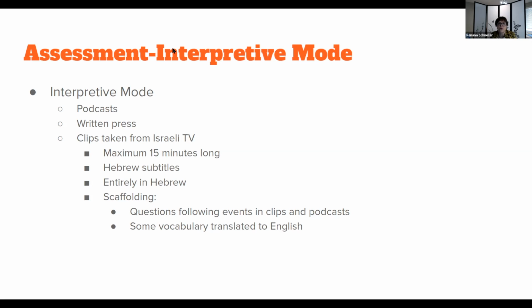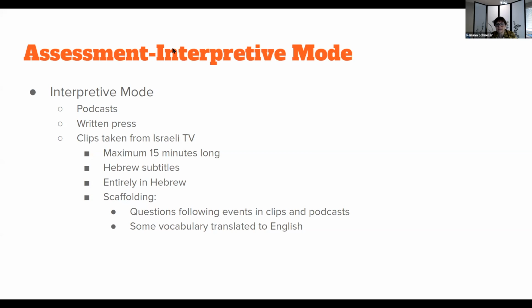We had to limit ourselves to clips from TV that are maximum 15 minutes long, and they have Hebrew subtitles so that students will be able to view, listen, and read at the same time. So there will be reading, viewing, and listening involved. They had to be entirely in Hebrew.